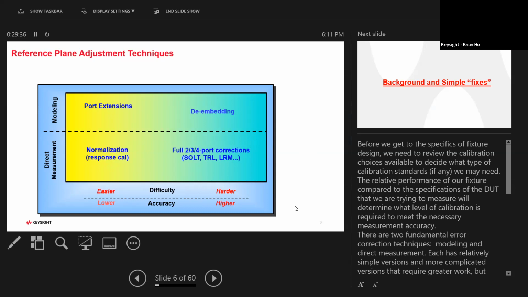On the other hand, there's modeling. Modeling port extension is where we're virtually extending the port, changing the electrical delay. Or de-embedding, where we actually use the characteristic S parameters of the fixture to understand its properties and de-embed it, removing it from the fixture. So this is just a general overview. We'll touch on a lot of these topics throughout the presentation, but just to give you an overview, there are different levels of fixture removal and different levels of easiness of how to implement it.